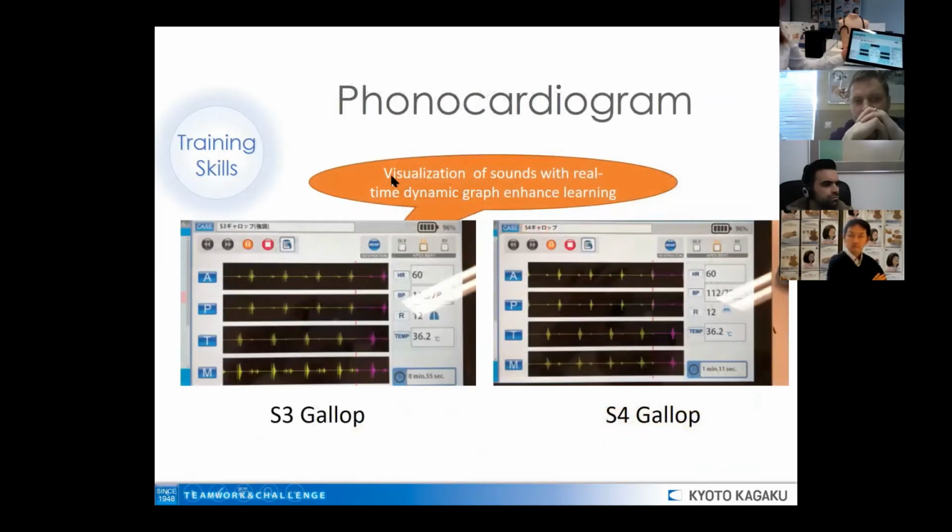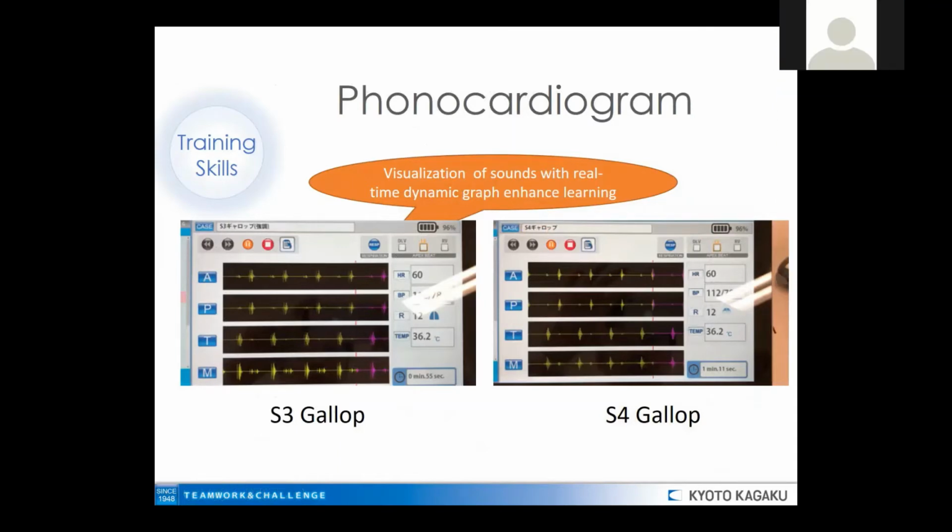And also we have here the visualization of the sounds as well, in the same way as the electrocardiogram. For example, here we have 2 different patterns, the S3 gallop and the S4 gallop. And this way the students can see the difference in a very visual way, which is easier to understand.